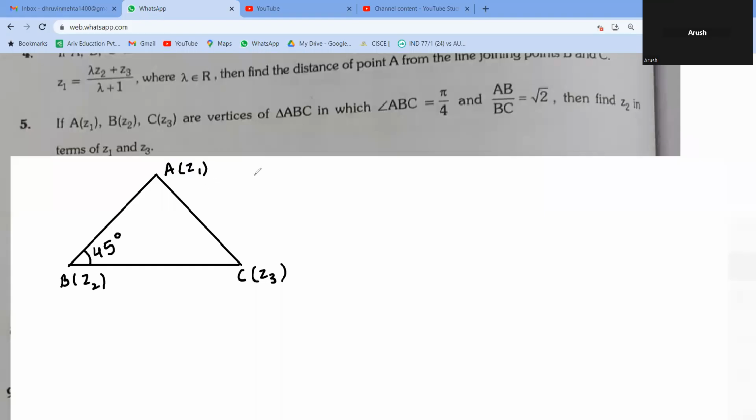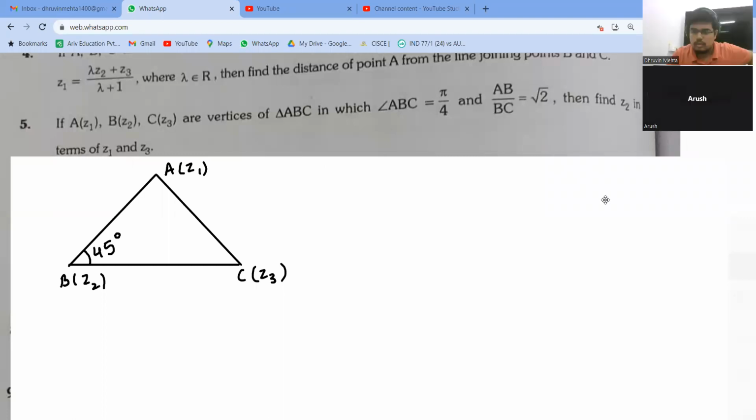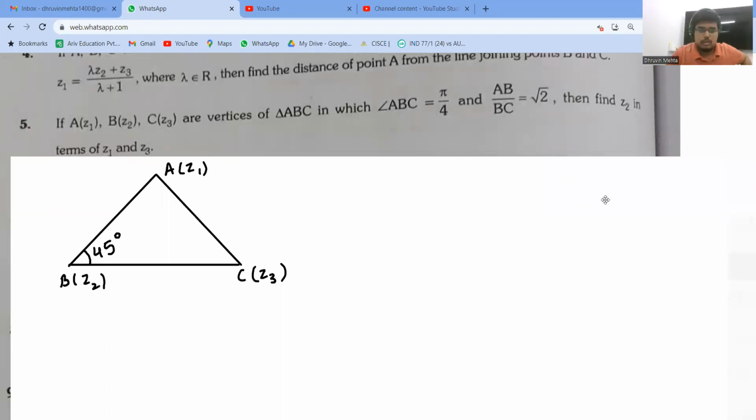So Arush, question number 5. ABC is a triangle where angle B is 45 and AB upon BC is given as root 2. So AB upon BC means the distance of AB upon the distance of BC. Easy. So we can basically say the distance of AB is as good as root 2 times the distance of BC, ठीक है. And we have to find Z2 in terms of Z3.